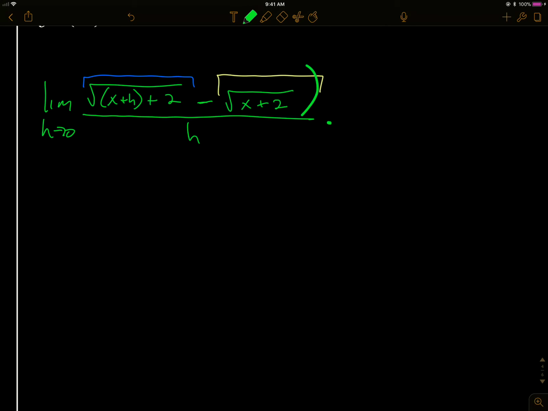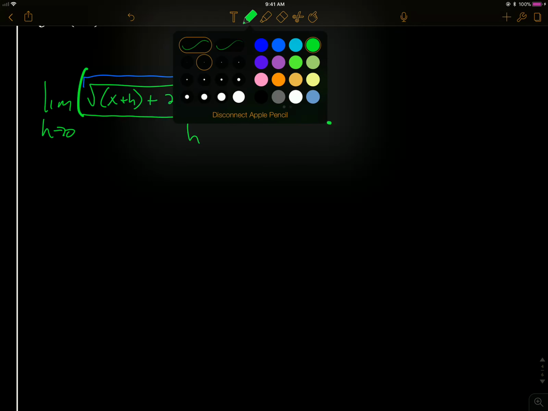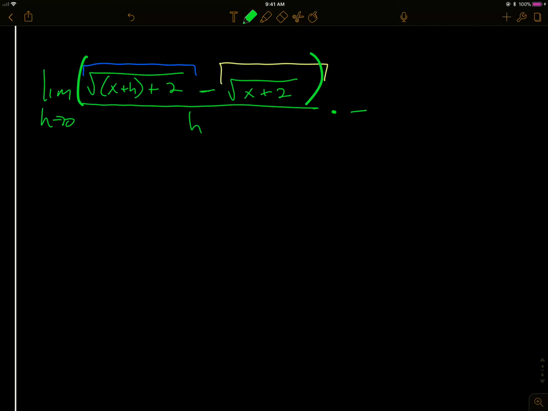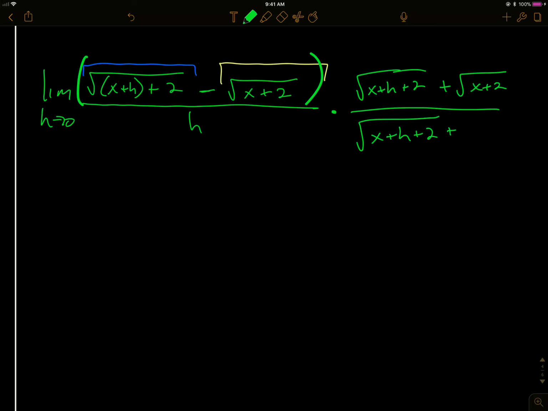So I want to multiply the top by, oh, I need a smaller zoom. Okay, we're going to multiply the top by its conjugate pair, and the bottom by that. Remember, the h on the bottom is causing the problem. We want to cancel it out. So we're not going to multiply out the bottom.